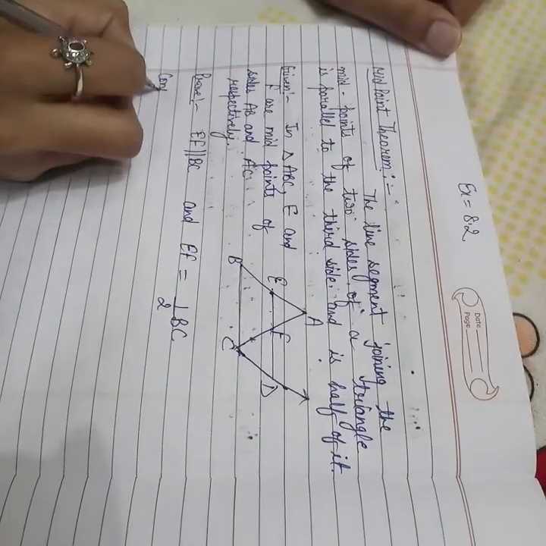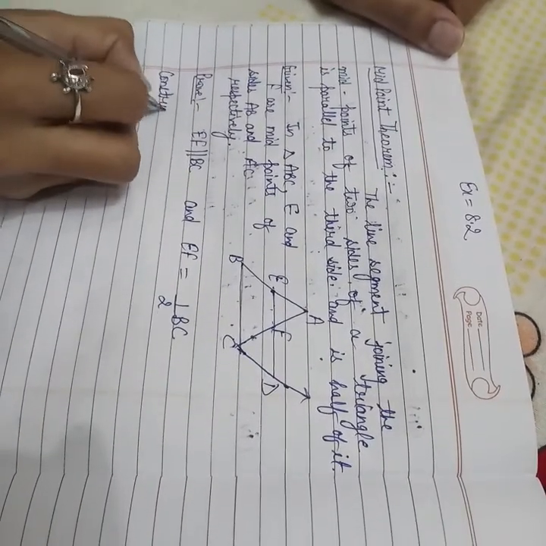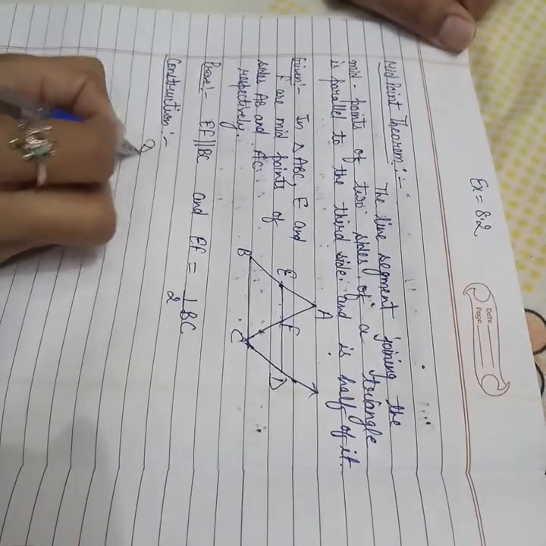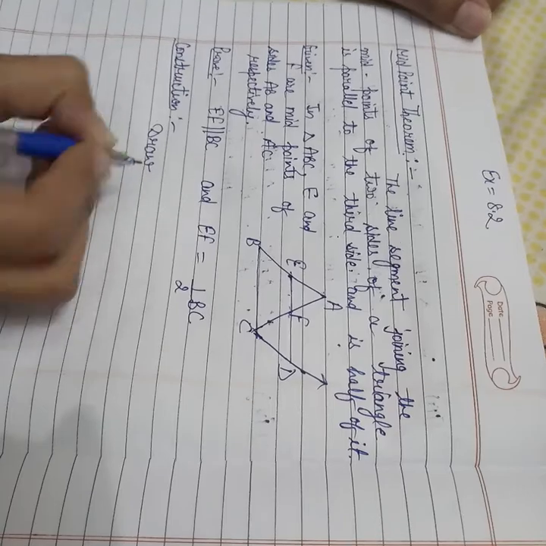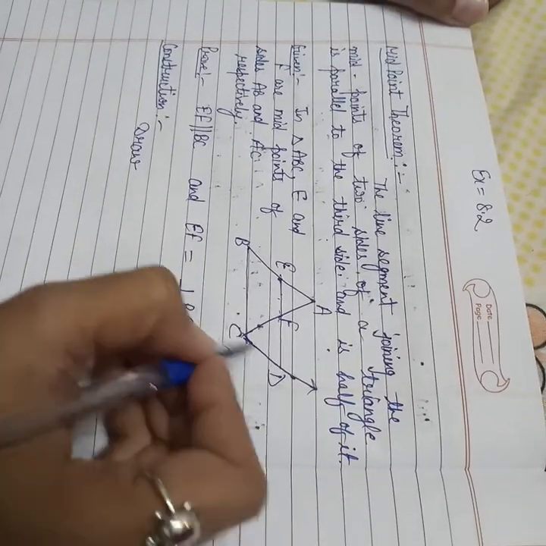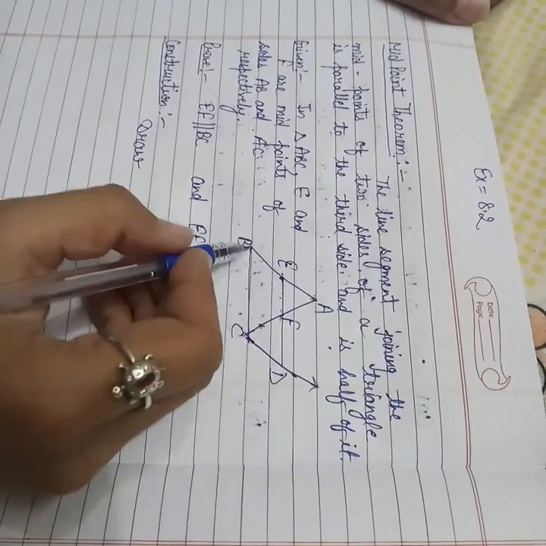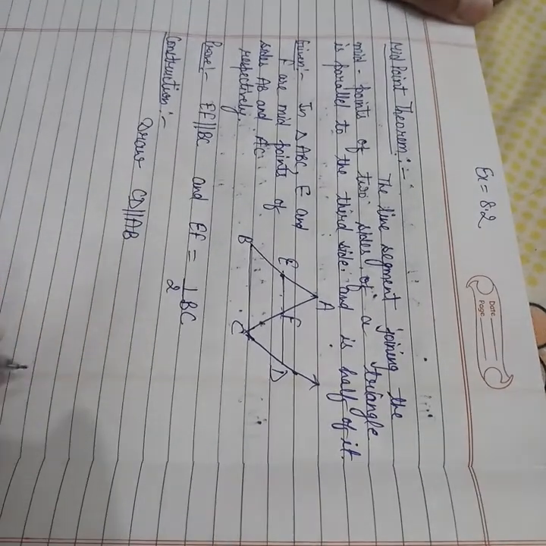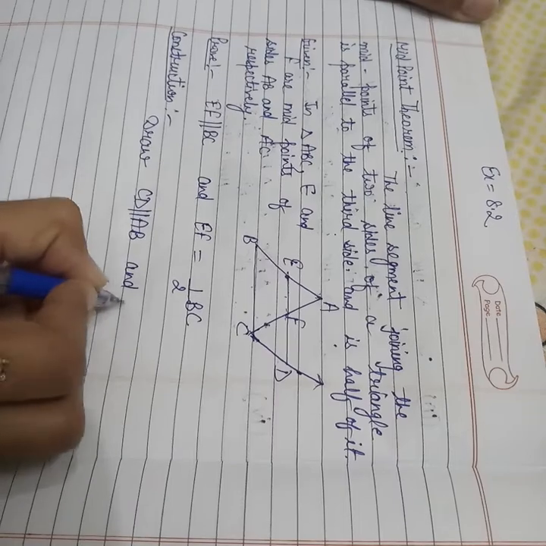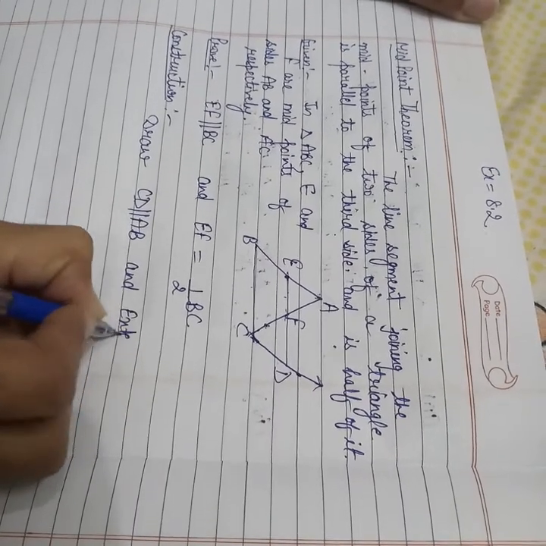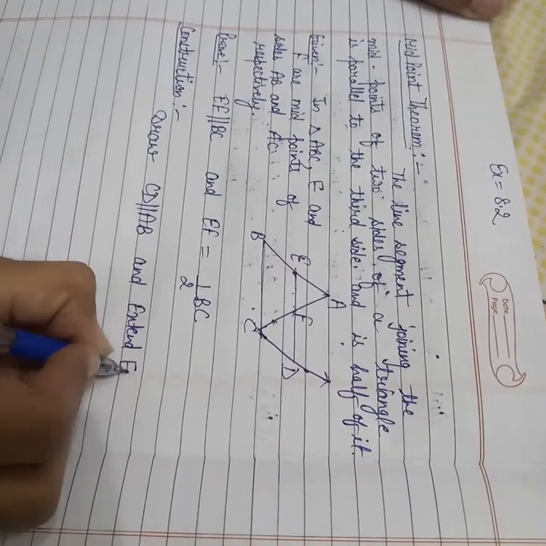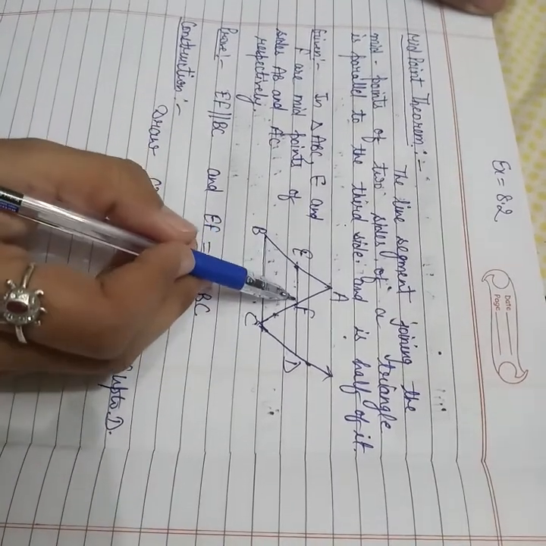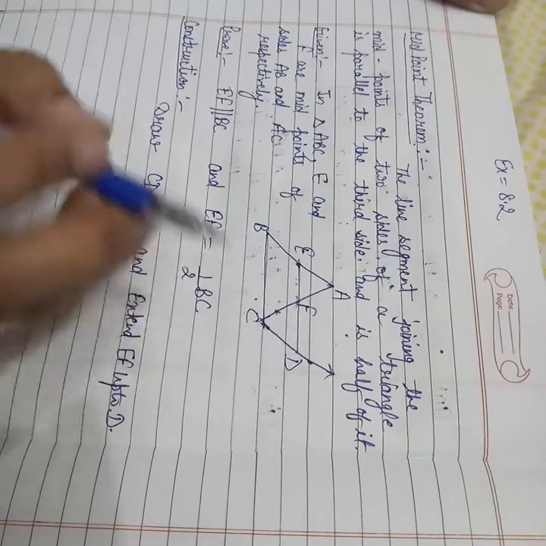For this we do some construction. Draw a line CD parallel to AB and extend EF up to D. We have extended EF up to point D.